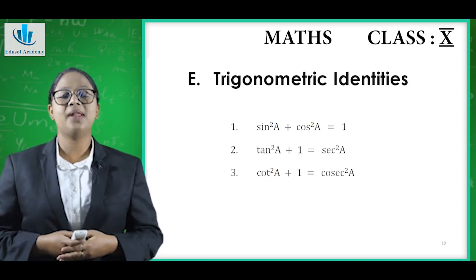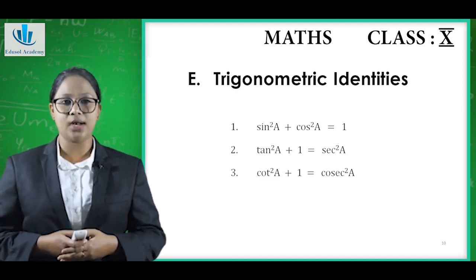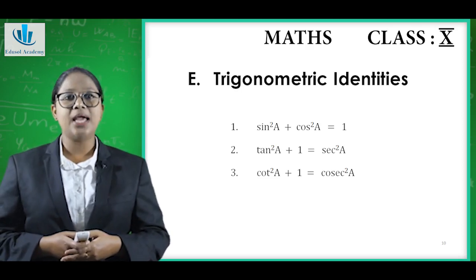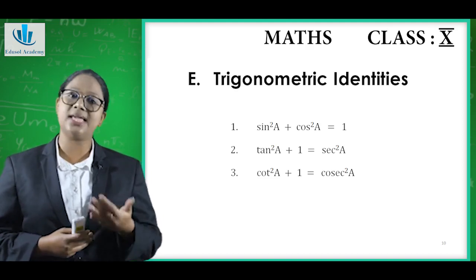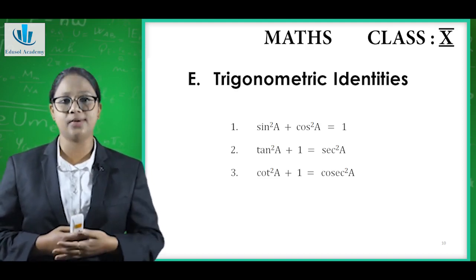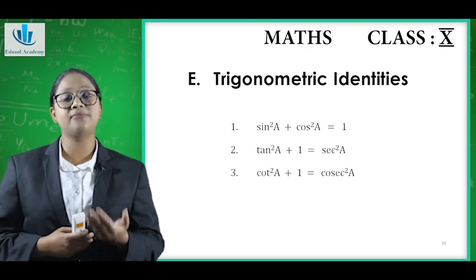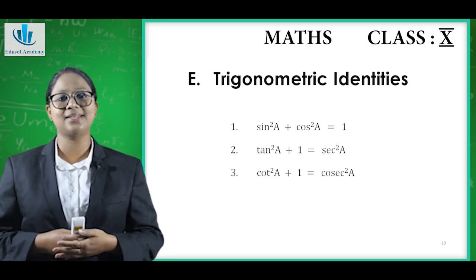Sine square A plus cos square A is equal to 1. Tan square A plus 1 is equal to sec square A. Cot square A plus 1 is equal to cosec square A. Here A is any angle; you can replace it with any variable or any degree. You can say sine square 55 degrees plus cos square 55 degrees is equal to 1.